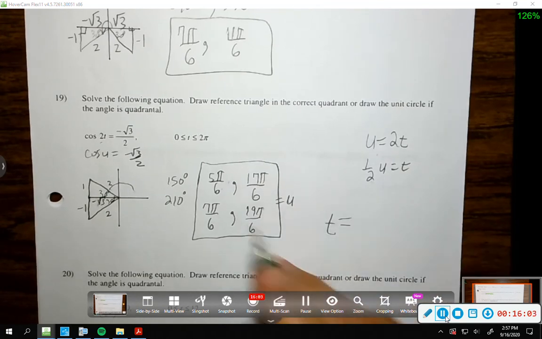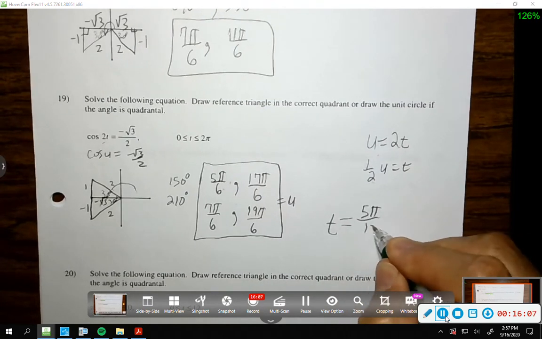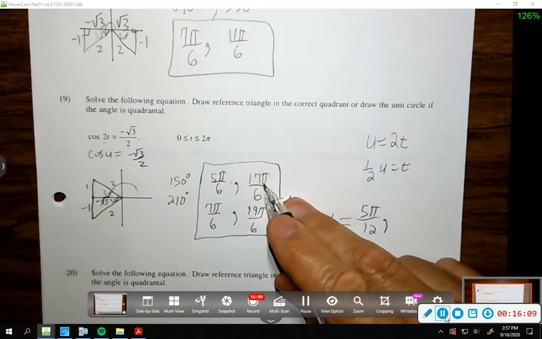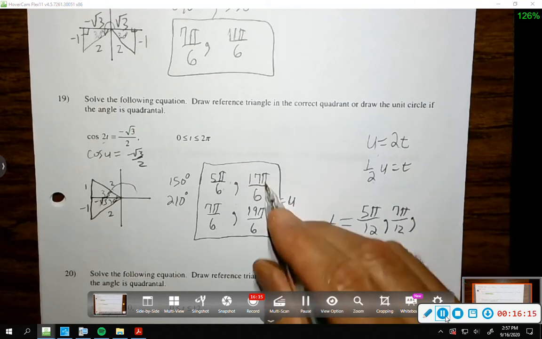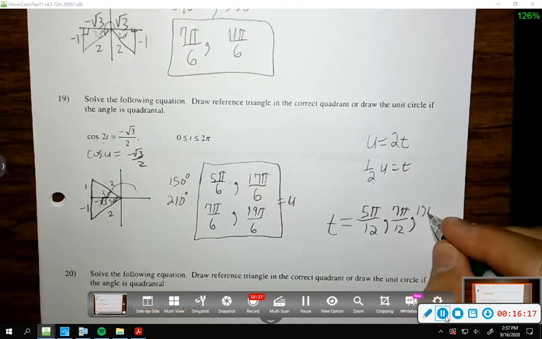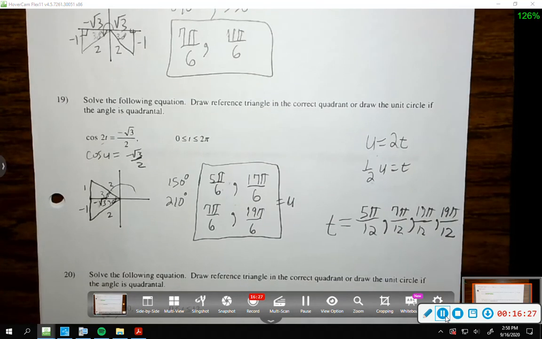If I multiply by 1/2, I get 5 pi over 12. Multiply this by 1/2, 7 pi over 12. 17 pi over 12. And 19 pi over 12. Those are my 4 solutions.